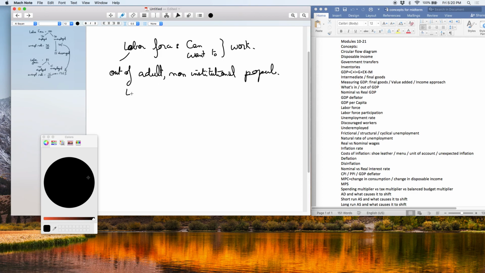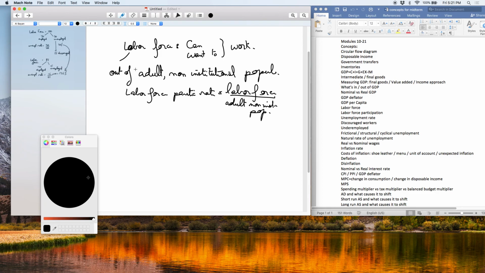The labor force participation rate is the labor force divided by the adult non-institutional population. So what fraction of the people who are adults and not in jail, whatever, what fraction of them can and want to work?